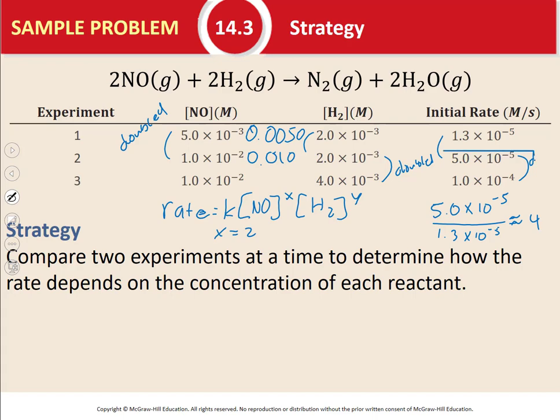And this doubled. If you're not sure if that doubled, pull it out of scientific notation again. You'll find the same thing. It actually does double. So what if you were to look at the other one, from 1 to 3? 1 to 3 would not be a good comparison because you would be changing both the concentration of hydrogen and nitrogen monoxide. So y is 1.